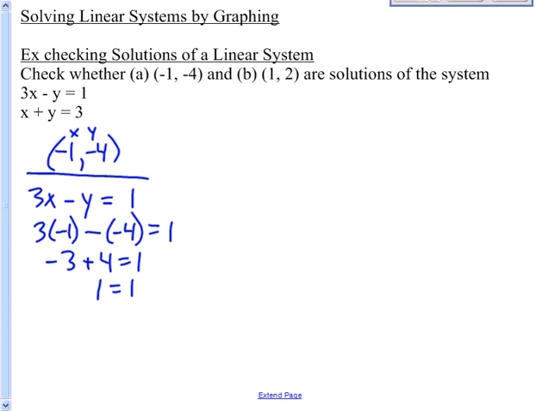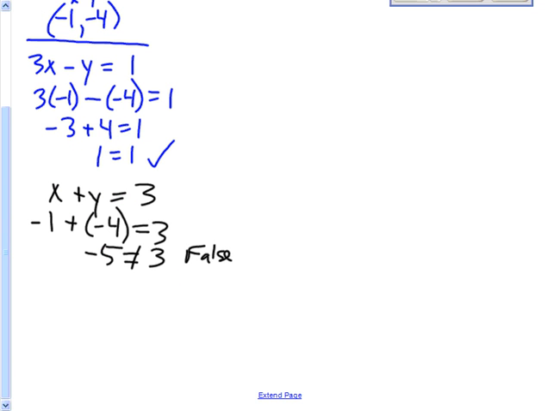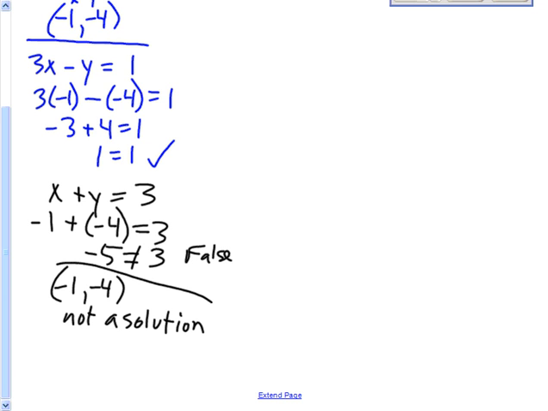Yeah, and you're like, okay, so far so good, right? Let's plug it into the other one now. We've got x plus y equals 3. Now we plug in the -1 plus the -4. Does this equal 3? No, -5 does not equal 3. False. So what we say is (-1, -4) is not a solution to this system. Not a solution.